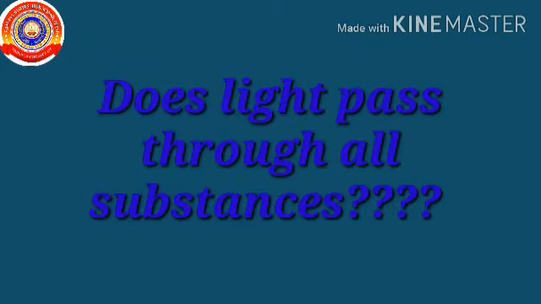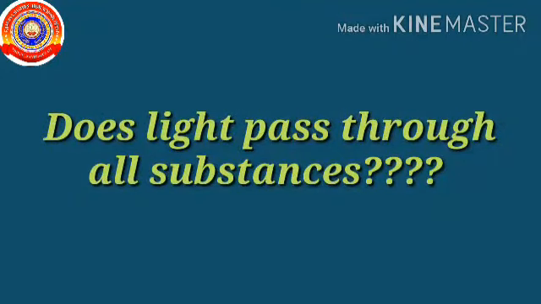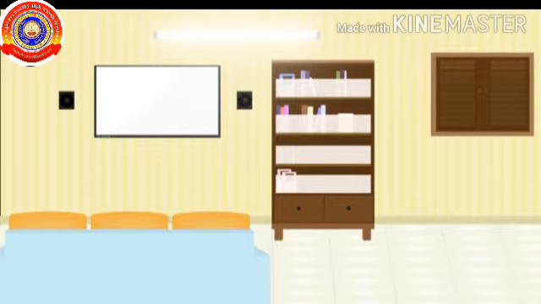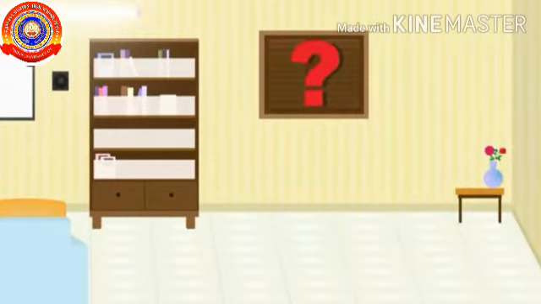Now another question. Does light pass through all substances? Let's find out. This is a lightened room. We can see objects inside the room. Can we now see objects outside the window? No, we can't. But the question is why?